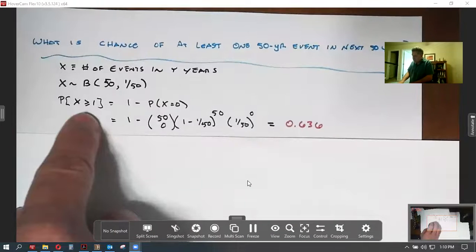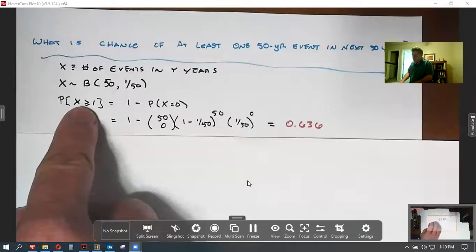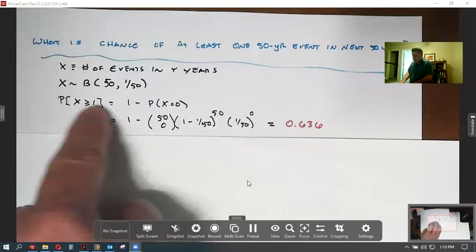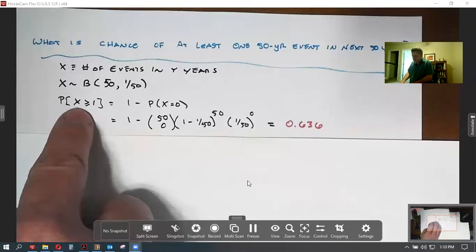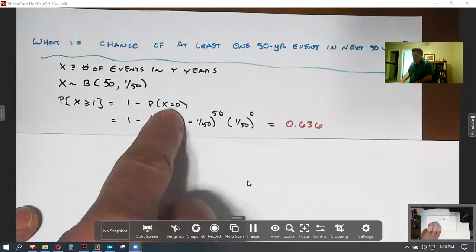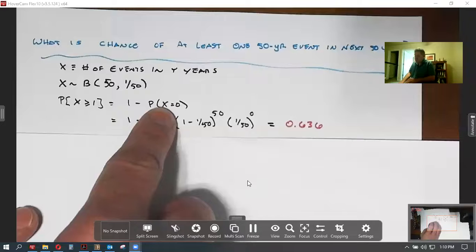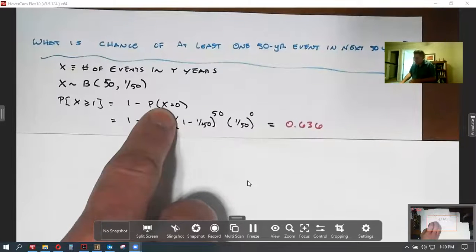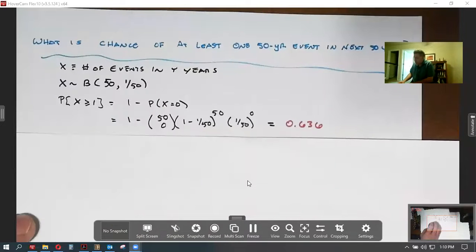And so, hey, it'd be a lot easier to deal with this as the complementary event, right? We could go find out the probability that X equals 1 and 2 and 3 and so on all the way up to 50, or we could just go 1 minus, that'd be the total probability, minus the chance that we don't have any at all. And that's the far easier thing to calculate here.